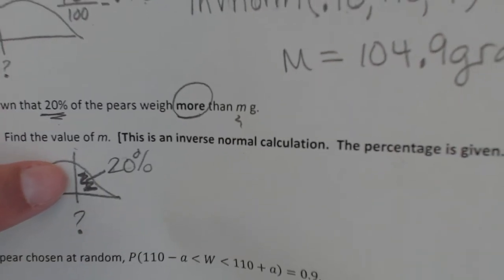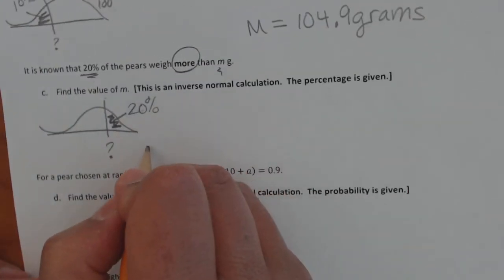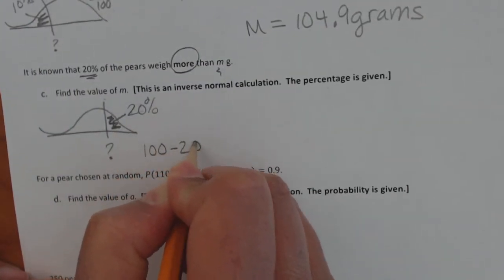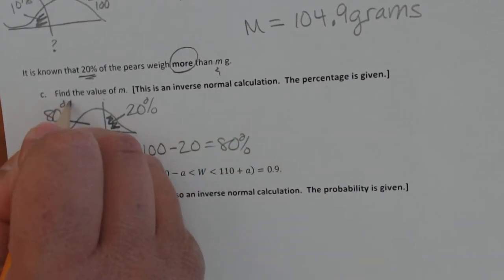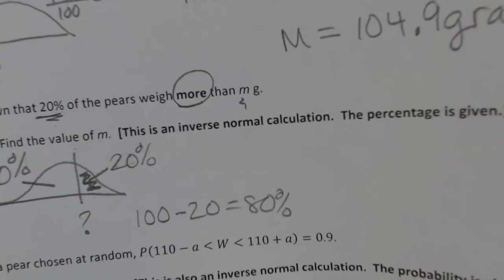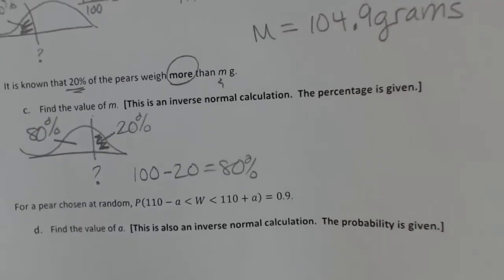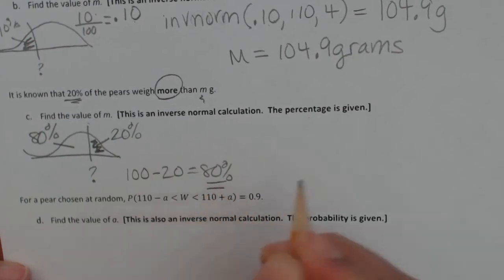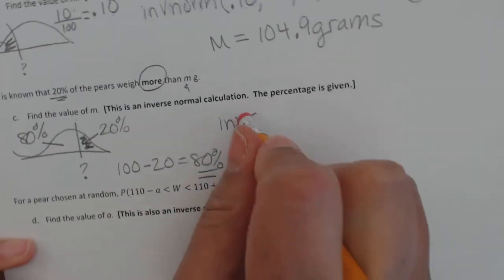So we don't want more than. We don't want that side. If they give you more than, you have to change it to less than. How you do that is you just subtract to get the less than percent, which is 80. So this side is 80%. Remember, they should add up to 100. So 80 plus 20 is 100. So we have the less than percent, so we're going to be changing the less than percent into a decimal.